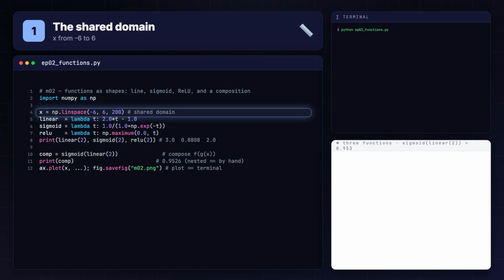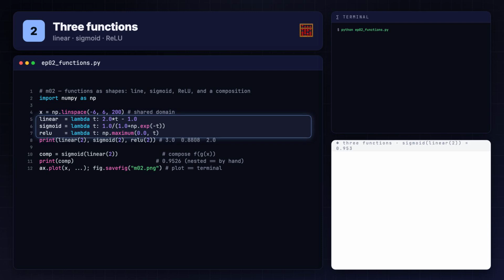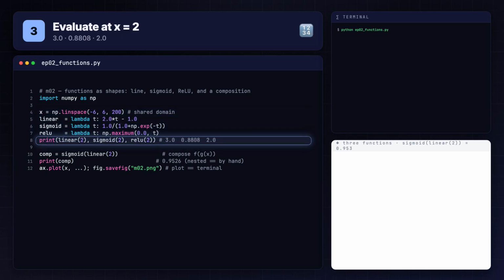First, we lay down a grid of x values from -6 to 6, so every curve is drawn on the same domain. Then we define the three functions as plain Python, a linear rule, the sigmoid formula, and ReLU as a max. We evaluate all three at one probe point, x equals 2, and print the outputs so the curves have numbers attached.